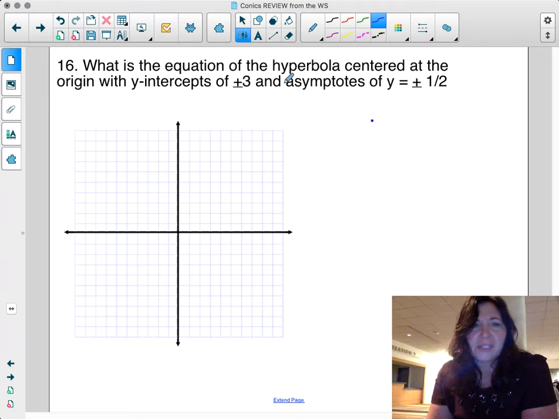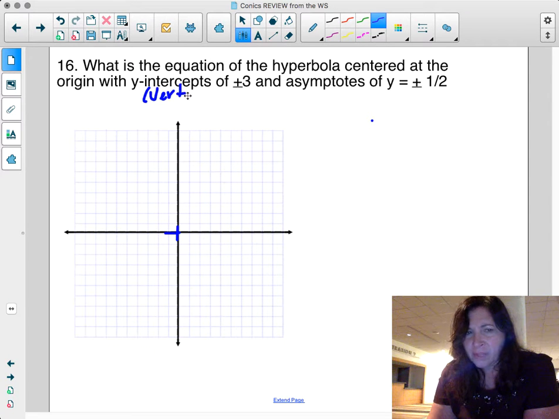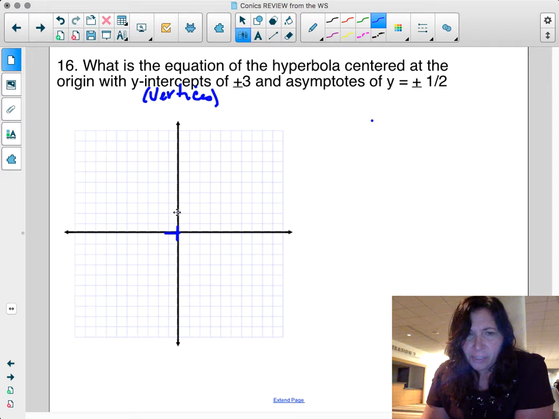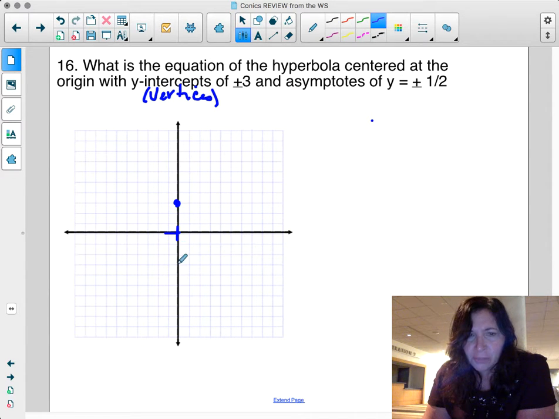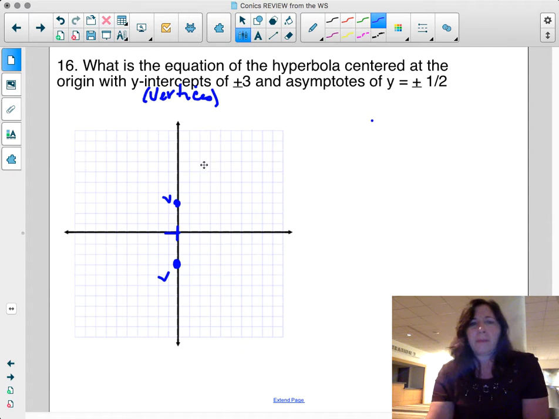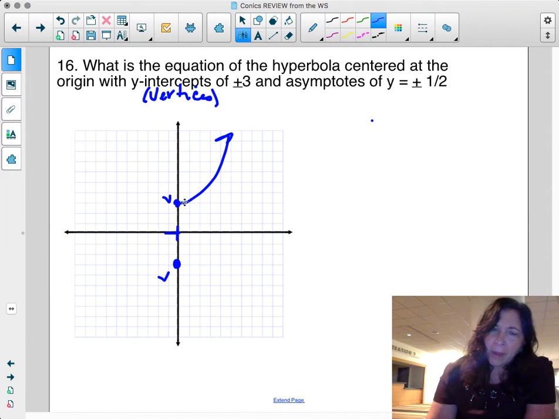The next question says, what is the equation of the hyperbola centered at the origin? So here it is here. And with y-intercepts, this is actually my vertices at 0, plus or minus 3, which means that I'm going to be going up 3. Let me move that point up a little bit. Up 3 and also down 3. And those are my vertices, okay? Which means that my hyperbola is going to go up like this.